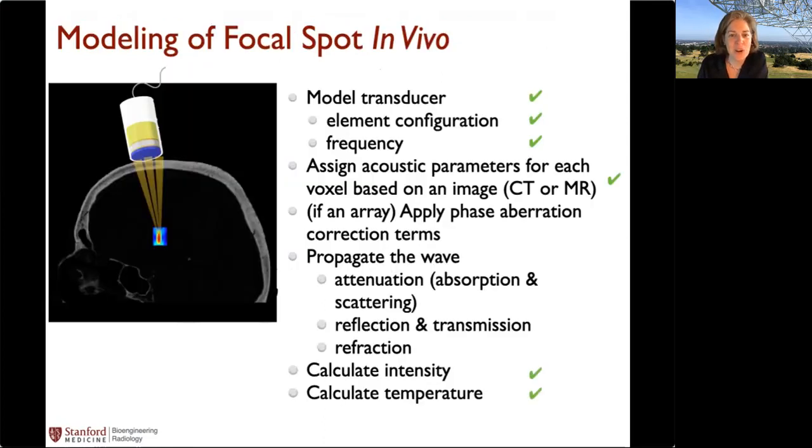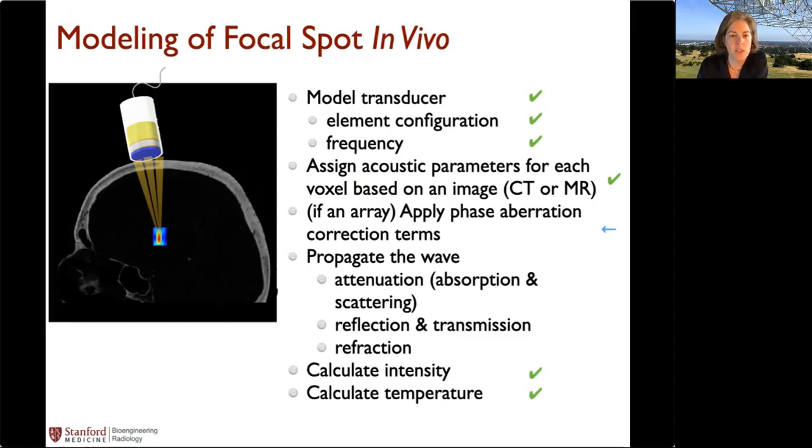All right, so where are we? We've talked now about assigning acoustic parameters. There's one other topic I want to talk about. I think this lecture is going a bit longer than I thought it would, but I'm going to go ahead and try to squeeze in the phase aberration correction terms, and then the rest of it we'll hold off for another lecture.